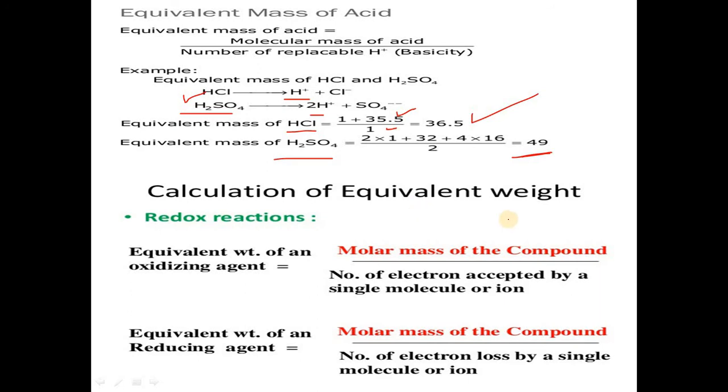So calculation of equivalent weight. In case of redox reaction, equivalent weight of an oxidizing agent is equal to molar mass of the compound divided by number of electrons accepted by a single molecular ion. And equivalent weight of a reducing agent is equal to molar mass of the compound divided by number of electrons lost by a single molecular ion. So this is about the equivalent weight and their calculations.